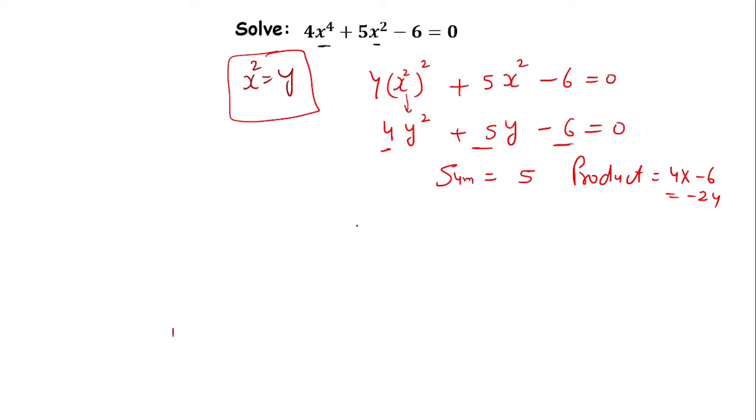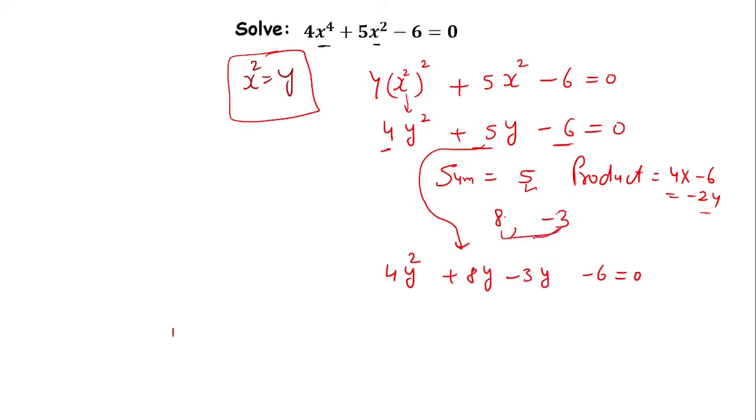Think of two numbers whose product is negative 24 and whose sum should be 5. The two numbers are positive 8 and negative 3. The sum of these two numbers is positive 5 and the product of these two is negative 24. So 4y square minus 6, and the middle term can be split in this form, plus 8y minus 3y. Which form? This form, 8 and 3.